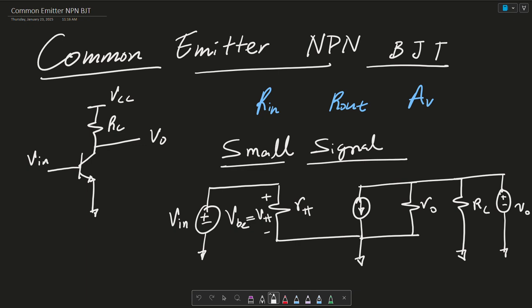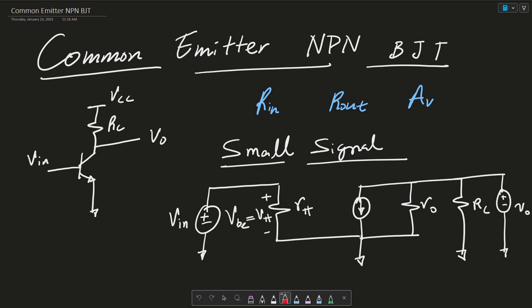My name is Professor Gavala, and today I'm going to be talking to you about the common emitter NPN bipolar junction transistor. We're going to be reviewing the input impedance, the output impedance or resistance, and the AV voltage gain, the gain of the transistor.